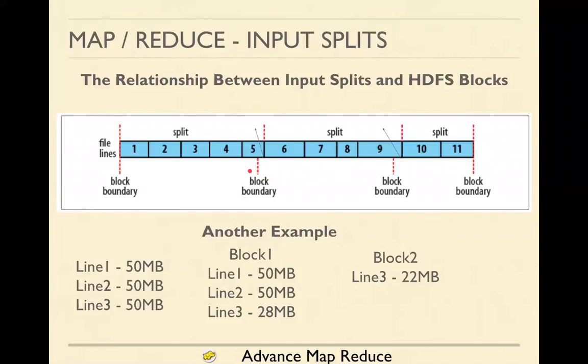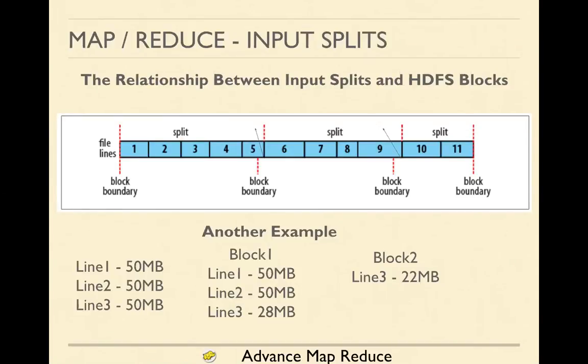So here, the ones below are the block boundaries, while these are the input split boundaries. Input split is nothing but a list of records. Yes, input split depends upon the key and the value that we define. That's right, Rahila.